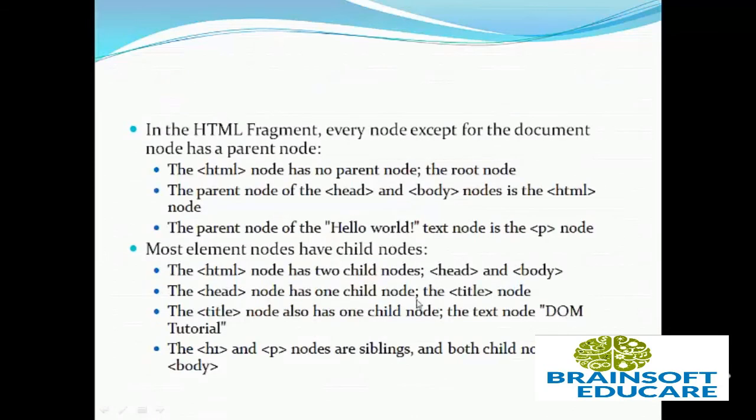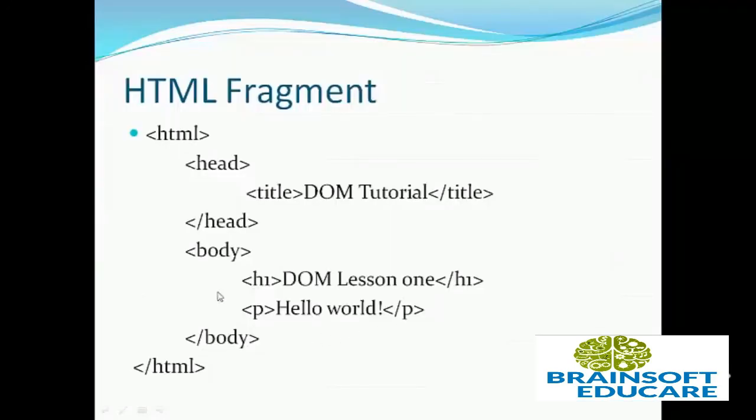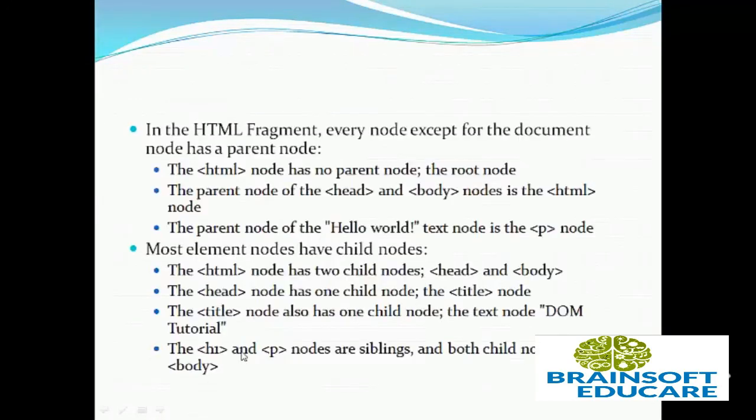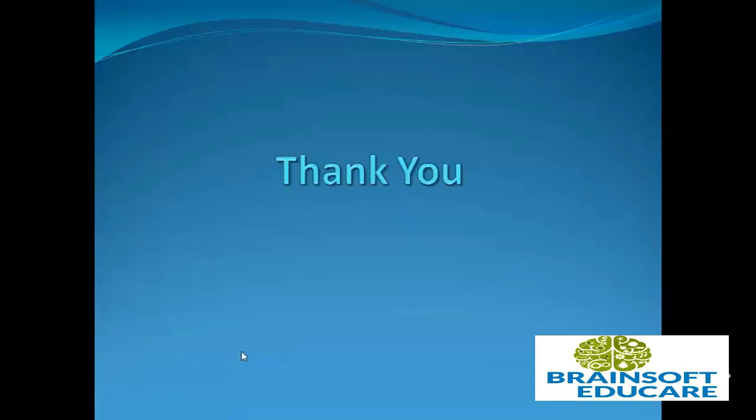The head node has one child called the title node. The title node has one child, the text node "DOM tutorial". The h1 and p nodes are siblings, both child nodes of body, which is shown in this fragment. We can see these elements are children of body. So this is about the basic node tree of the HTML DOM. Thank you.